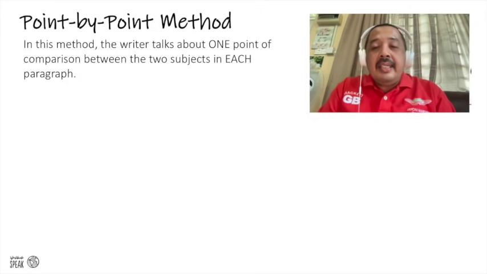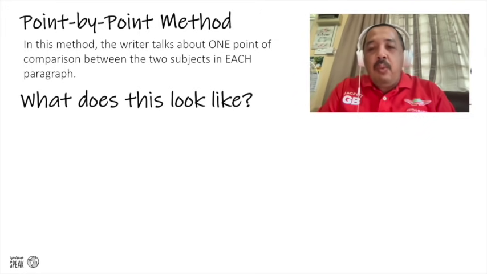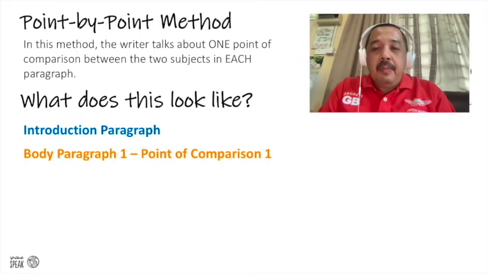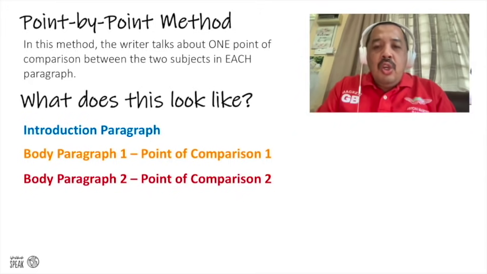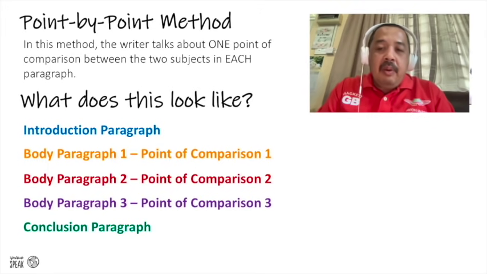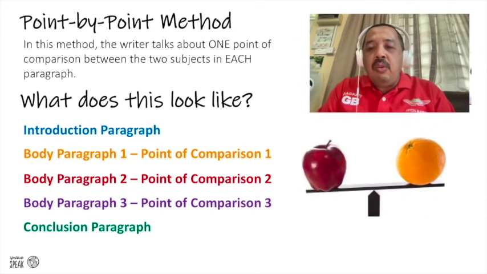So, what does this look like? What does the structure look like when we begin? There's the introduction paragraph. Then you have the body paragraph with your point of comparison number 1. You have another body paragraph with another point of comparison, another body paragraph with another point of comparison, and lastly you have your conclusion paragraph.